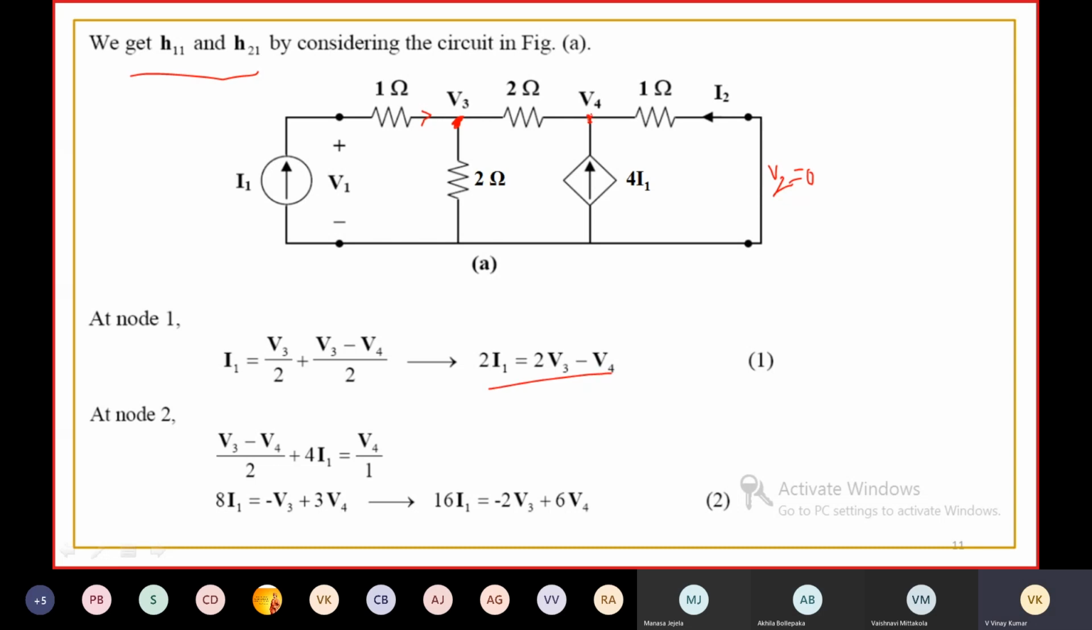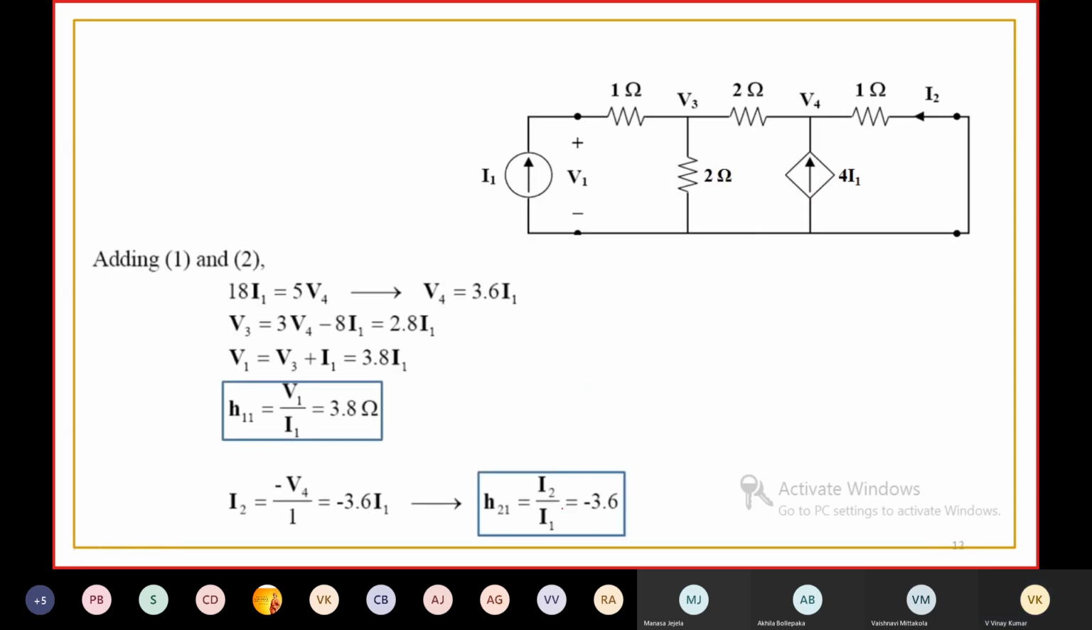You apply KCL at node 2, this node. Here 4I1 is incoming current, and V3 minus V4 by 2 is also incoming current. Then applying KCL at this node, V3 minus V4 by 2 plus 4I1, this is outgoing current, which is equal to V4 by 1. Then you are going to get this equation. By solving those two equations, you can get this.